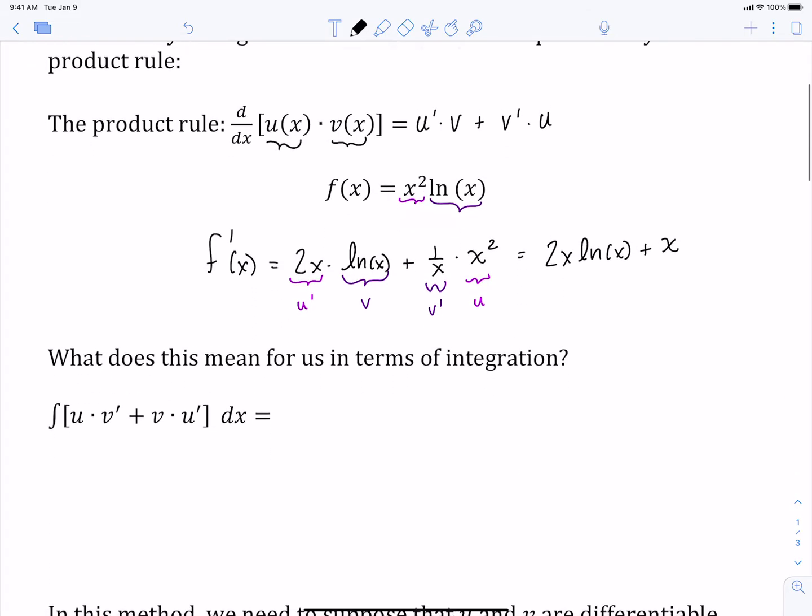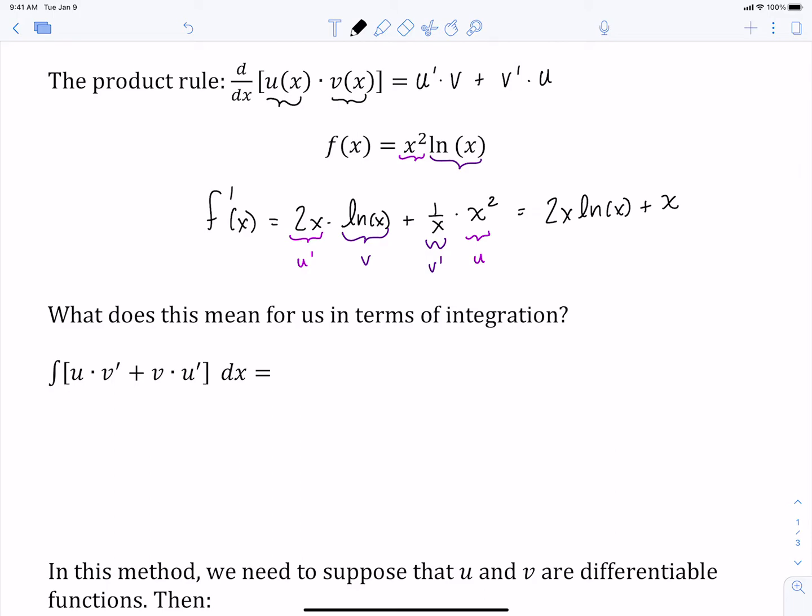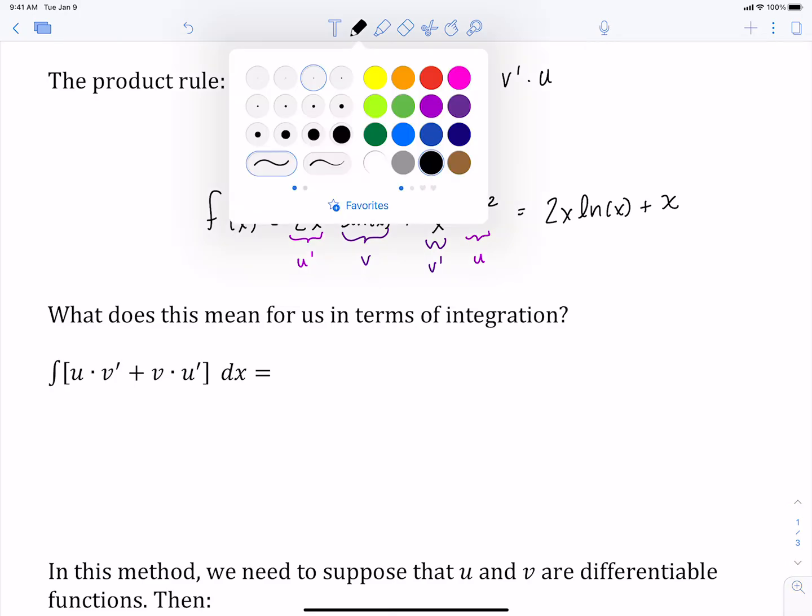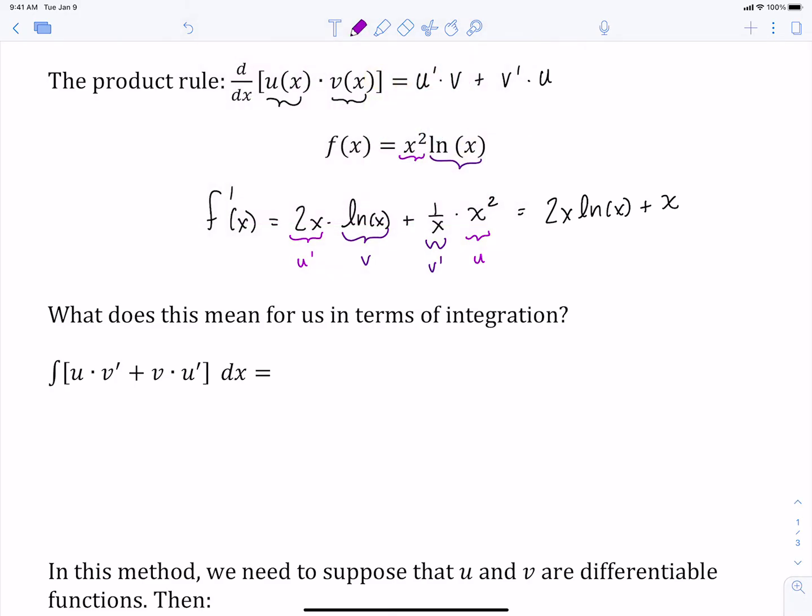So we know we have this rule. Let's take a look at what this means for us in terms of integration, because remember, integration is always that process of going backwards. We're starting with the derivative and we want to go back to figure out what function we started with. So here we've got the integral of u times v prime and then v times u prime. That is essentially what we have right up here with our product rule, just with the terms in reverse order, which is totally okay. We can switch those up.